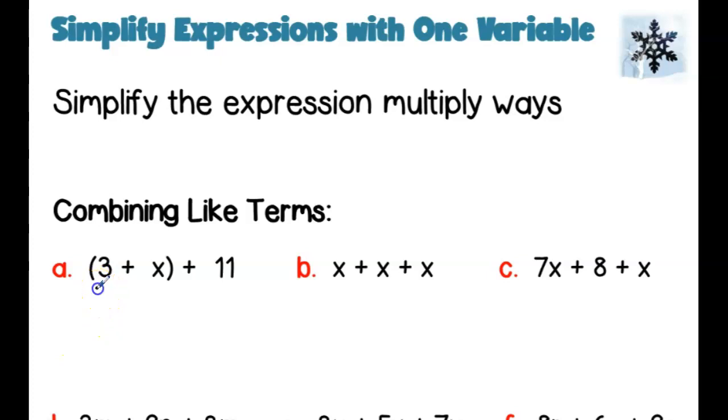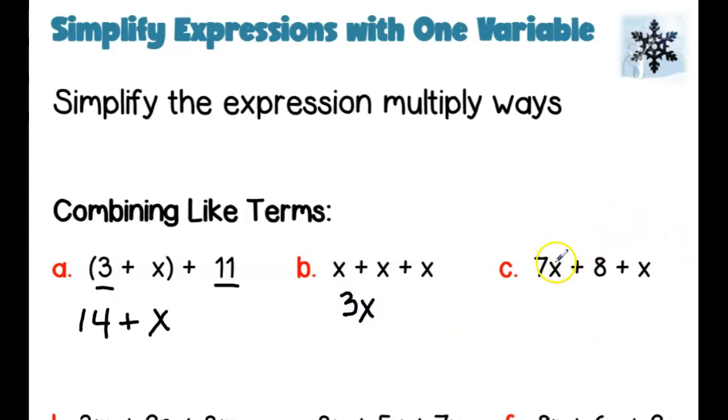Taking a look at letter A, the number 3 and the number 11 are constants in this expression, and they can be combined. So 3 plus 11 more is 14. And because x is a different type of term, we cannot combine it, but we can simplify this by writing 14x. In letter B, all of these are the same type of term, and so they can be combined, and there are 1, 2, 3 x's, and we write just that, 3x.